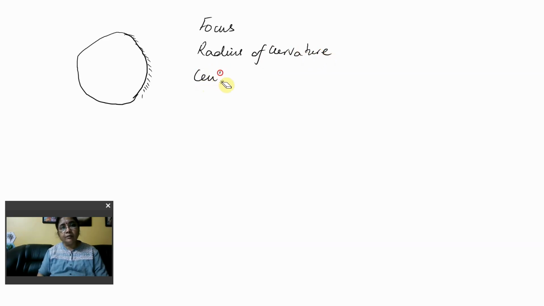Okay. Now, there are various terms in the mirror reflection which you have to know. What are the various terms? Then we will see the nature of an image. Then we'll see how the image is formed in a concave mirror. Right. So, first term you will have is what is known as focus. You will have what is known as radius of curvature. You will also have center of curvature.